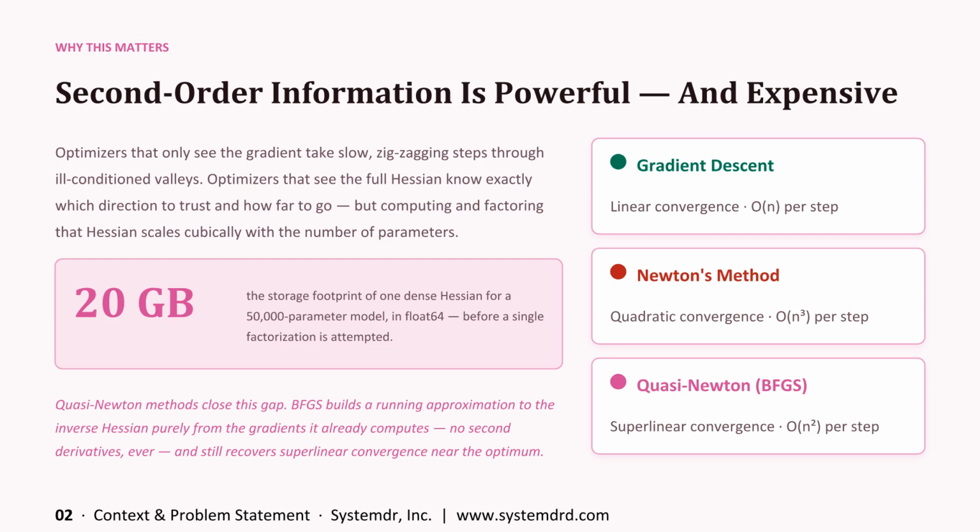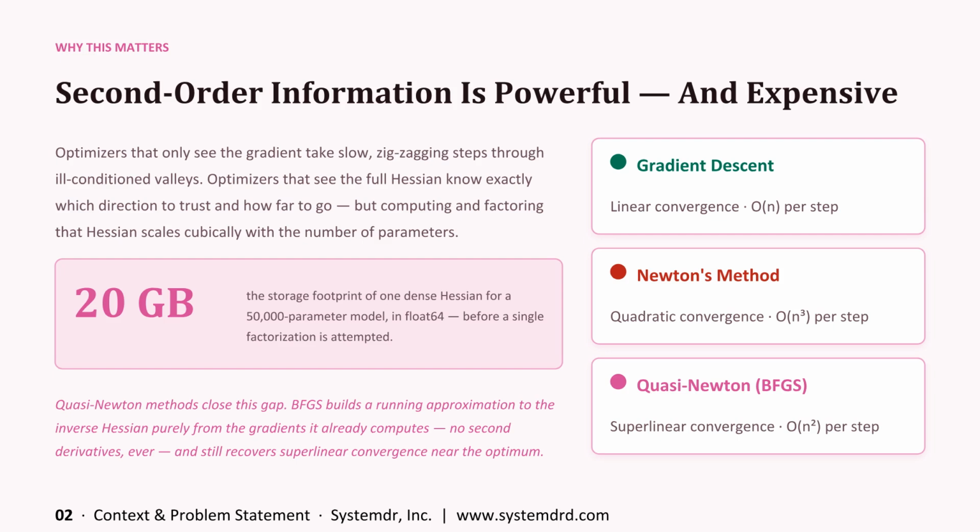Newton's method fixes that by using the full Hessian, the complete matrix of second derivatives, to rescale every step according to the actual local curvature. It converges quadratically, incredibly fast. But forming and factoring that Hessian costs O of n cubed. Concretely, a modest 50,000 parameter model produces a Hessian that takes 20 gigabytes just to store in float64, before you've even tried to invert it. That's simply not viable at any real scale.